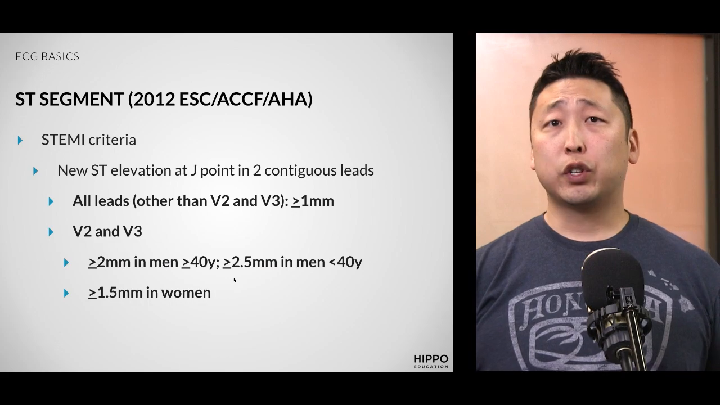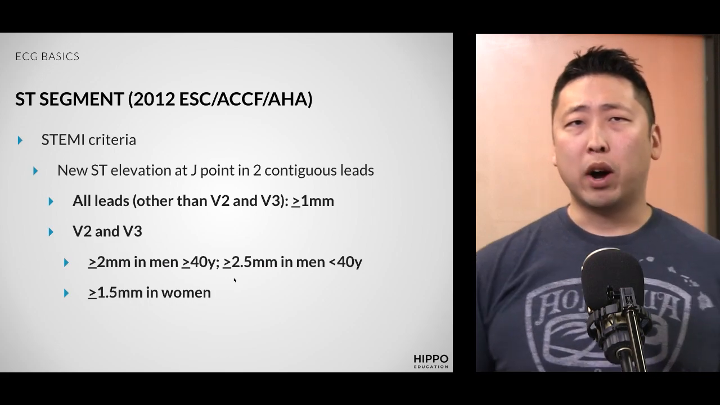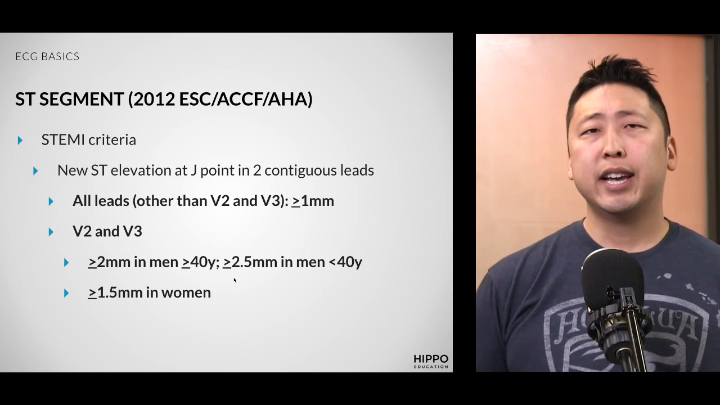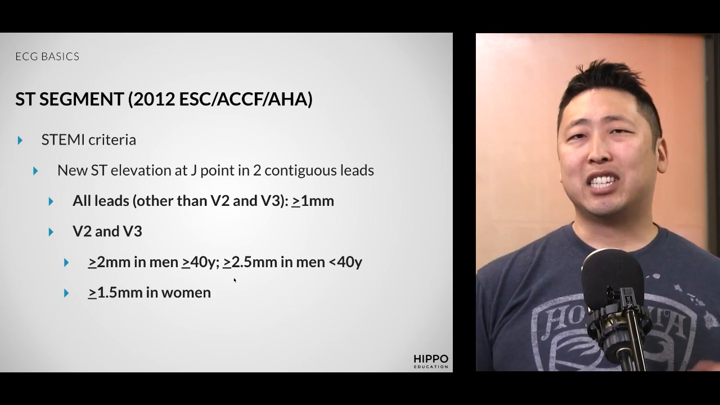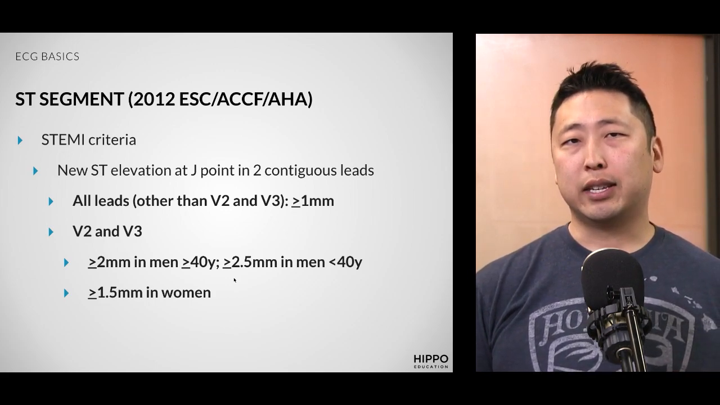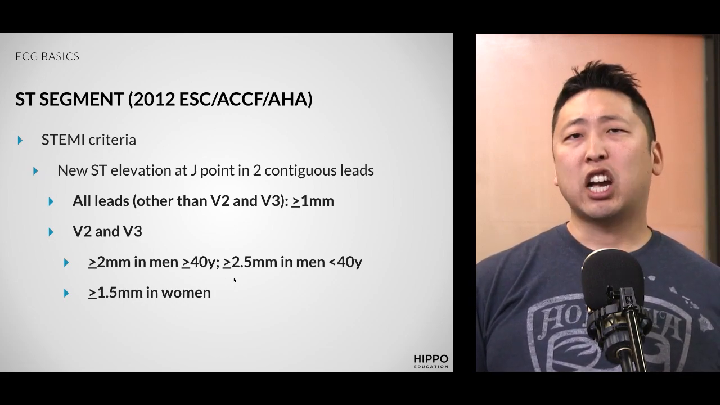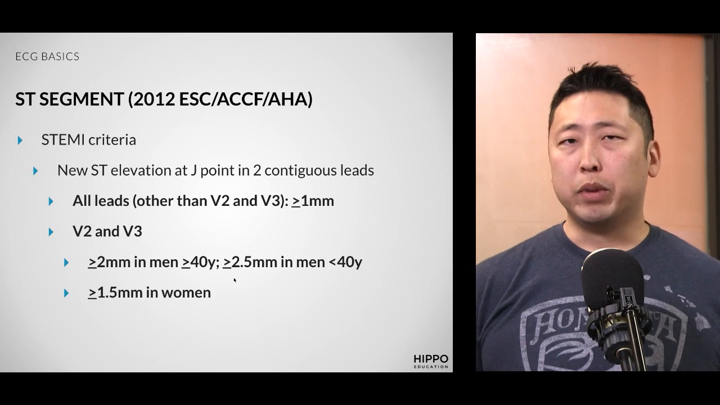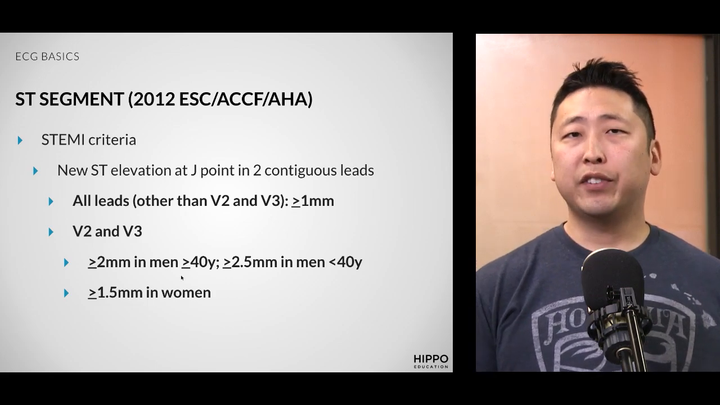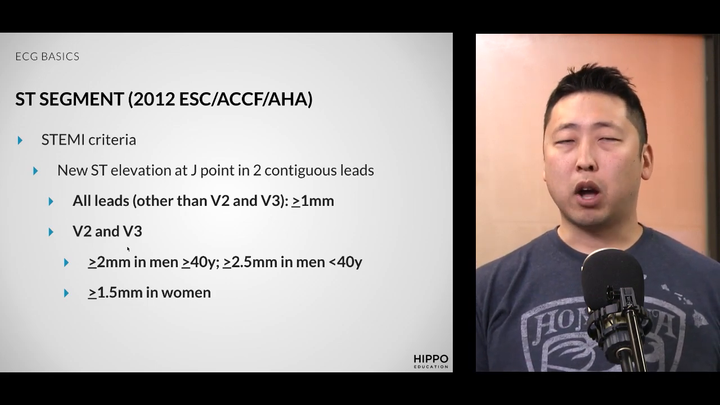Now again, that universal electrocardiographic definition of what is ST elevation and MI criteria: it's new ST elevation at the J point in at least 2 contiguous leads. We'll go over the contiguous leads at the end. However, for all leads other than V2 or V3, it has to be at least 1 millimeter in 2 contiguous leads, but specifically for V2 and V3, it becomes a little bit more complicated.